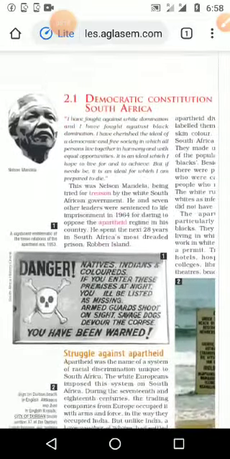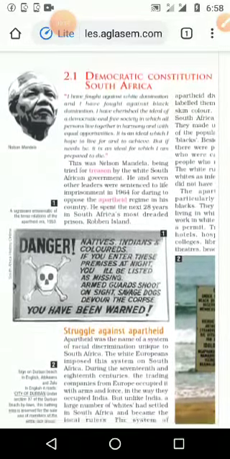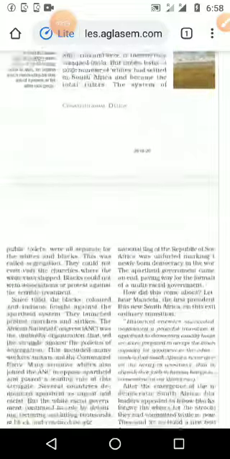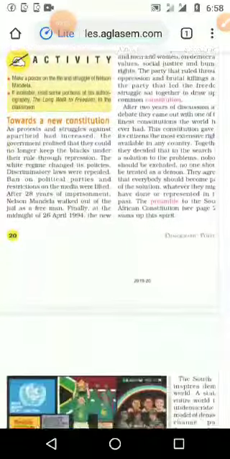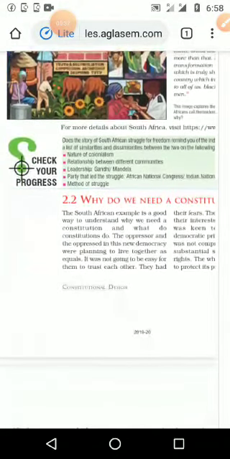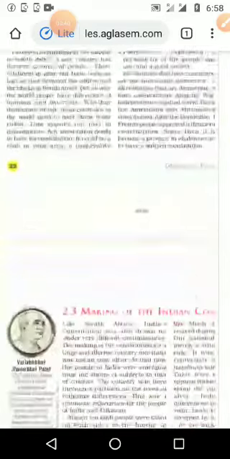It is first one, it is overview. Then first point of the second lesson, that is democratic constitution in South Africa. Then in that we can see some of the sub points like that: struggle against apartheid, then towards a new constitution, and we can see the picture of the rainbow nation. And the second topic of the second lesson, that is why do we need a constitution, importance of constitution in our India or any other country.